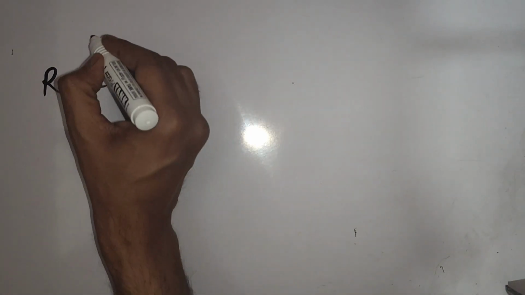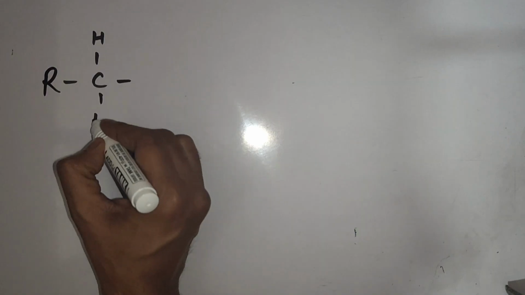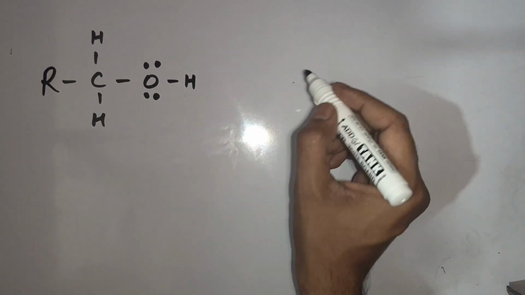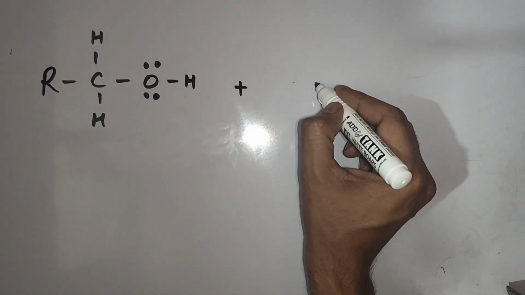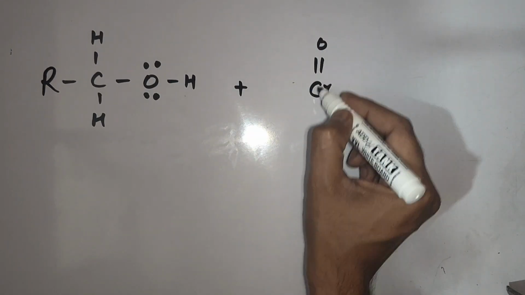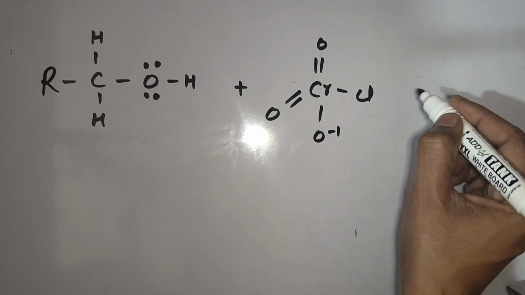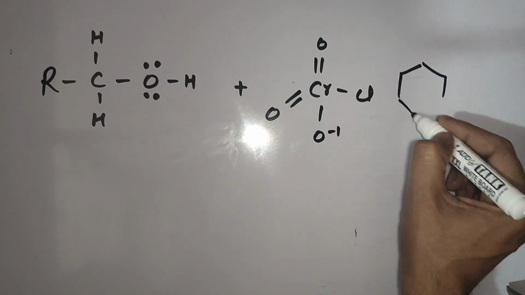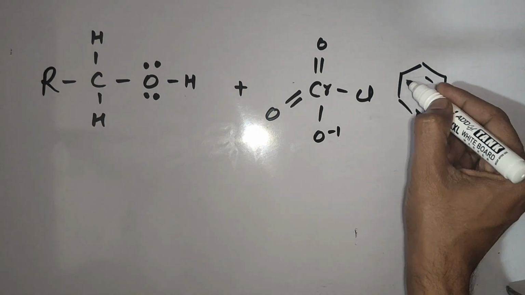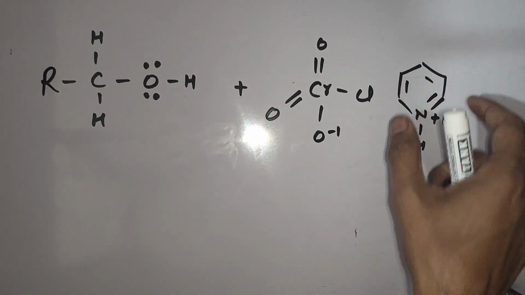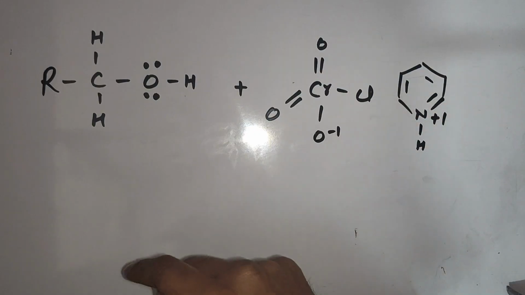Let's go for the mechanism now. We know the general formula of 1 degree alcohol is this. The mechanism is very easy. You can understand it very easily. Now in pyridinium chlorochromate, this is the condition. This negative charge is balanced by our pyridinium ion. There is no role of pyridinium ion in the mechanism. It is just balancing the negative charge of this particle.